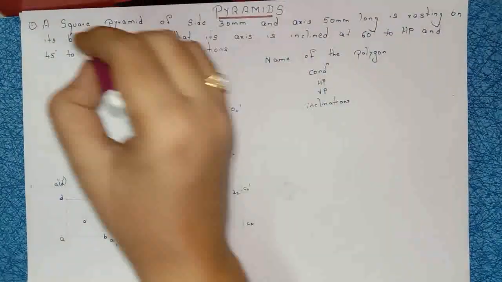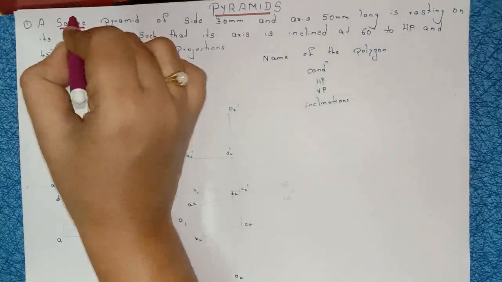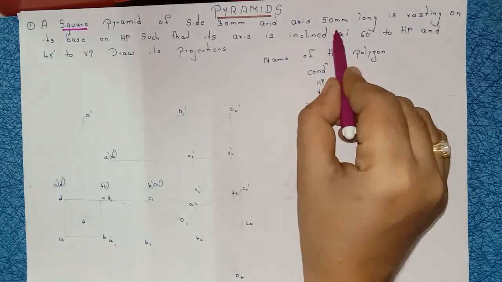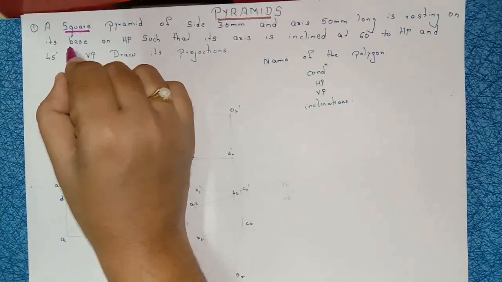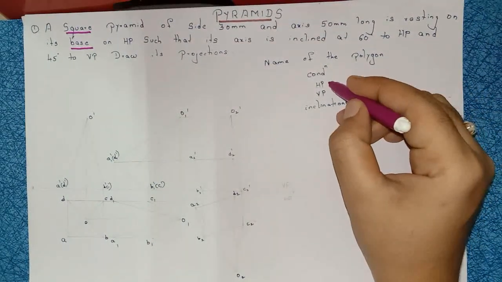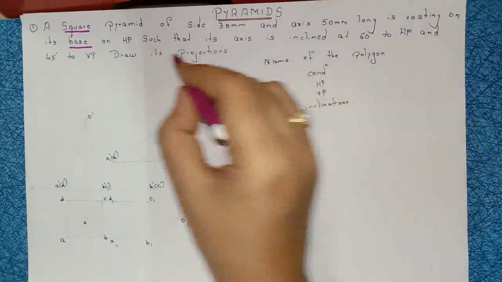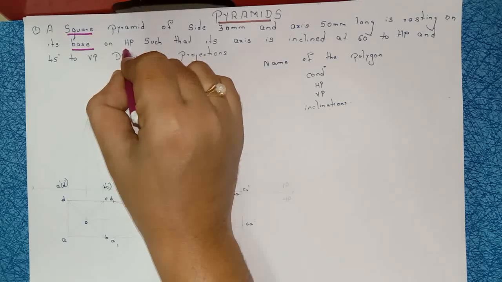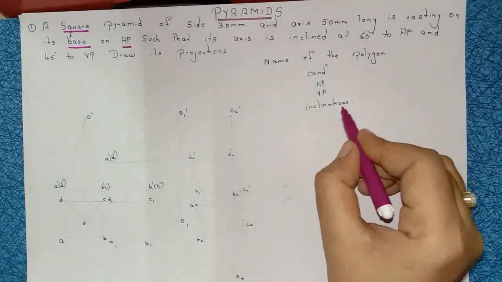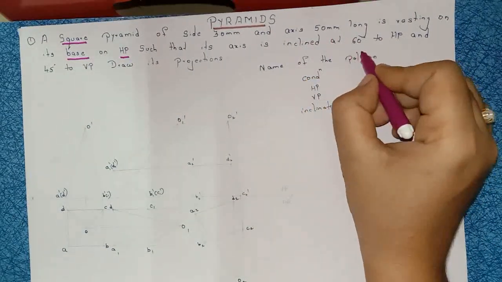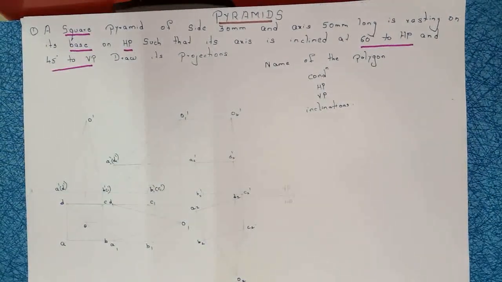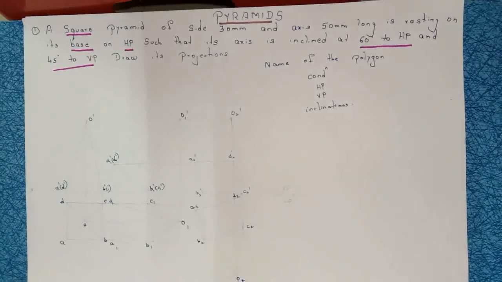First one is the name of the polygon. The polygon we have to draw is a square. Condition: what is the condition? Square length is this much and height is this much. Resting on its base, so the condition is base. Now, where do we have to start the problem, on the horizontal plane or on the vertical plane? Base on HP, so you have to start the problem on the horizontal plane. What are the inclinations? Axis is inclined at 60 degrees to HP, 45 degrees to VP. Those are the inclinations.